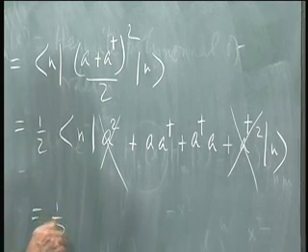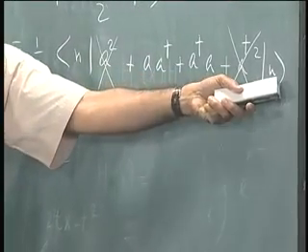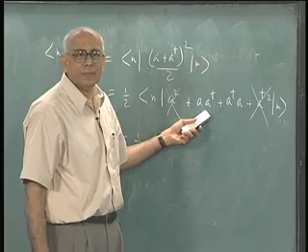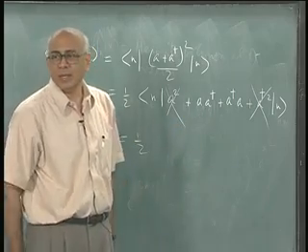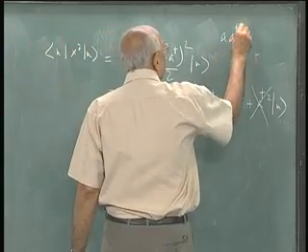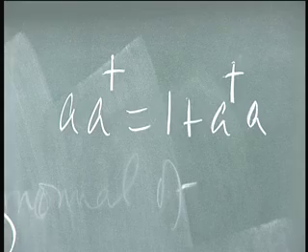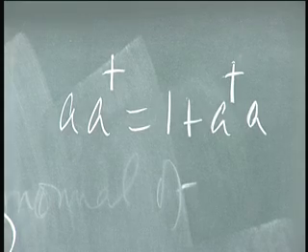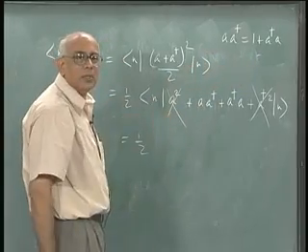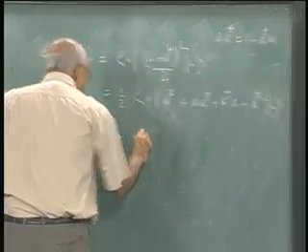This is equal to half, and now the matter is exceedingly simple. A dagger A acting on n is just n, it comes out, but what is A A dagger? Use the commutation relation, that is all you have to do. A A dagger equals 1 plus A dagger A, because the difference of these two is 1, you know that. So this gives you n plus 1, that is (2n plus 1) times a half, that is equal to n plus half.